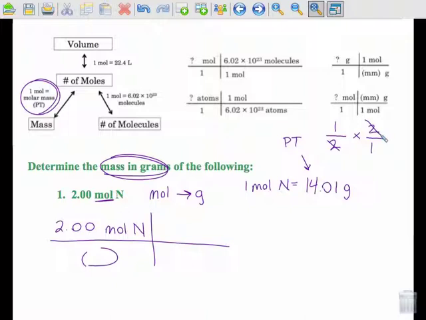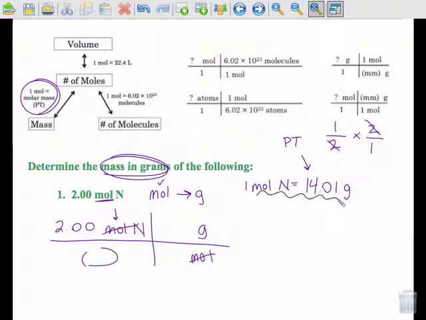Same principle applies here. In order to get rid of this mole, what I'm going to do is put it in the opposite corner, and now I can simply cross that unit out, and it is now gone. Now that unit is no longer being used. If I look at my road map and I've taken care of the mole, the only other unit available to put at the top is a gram.